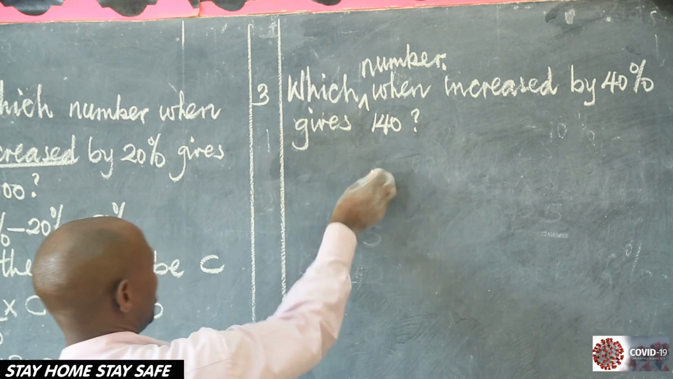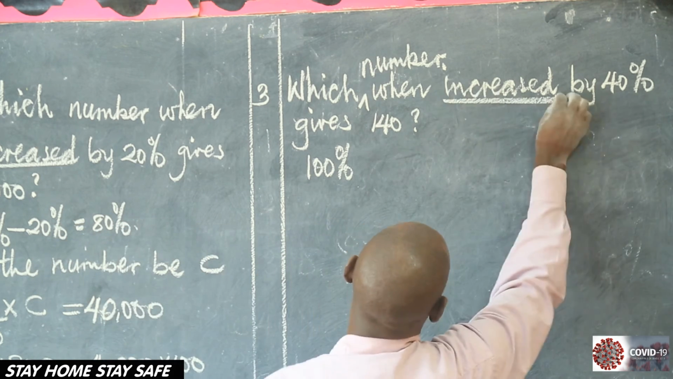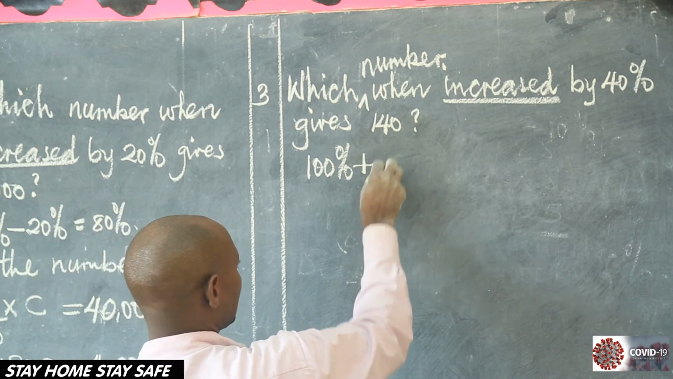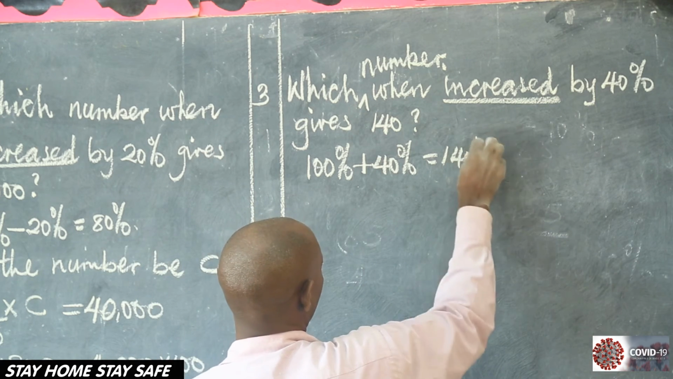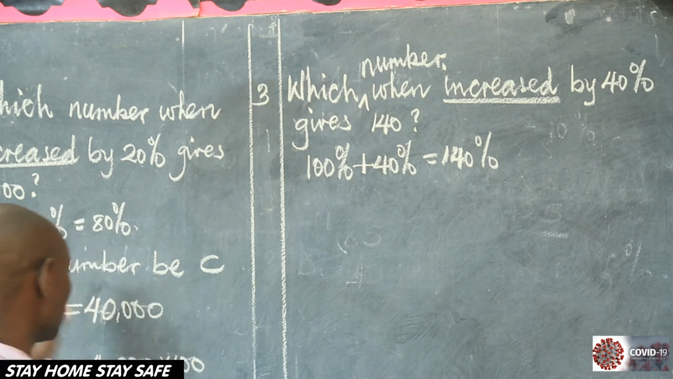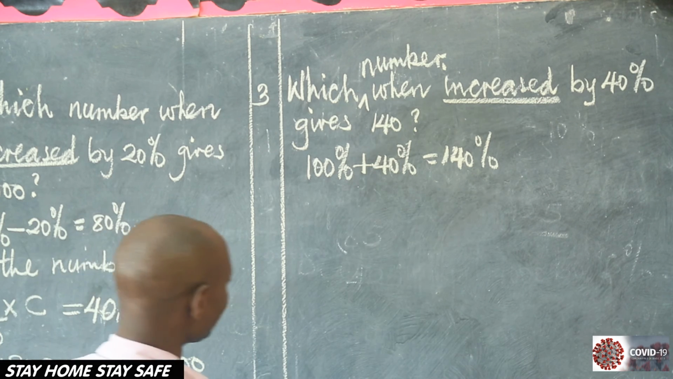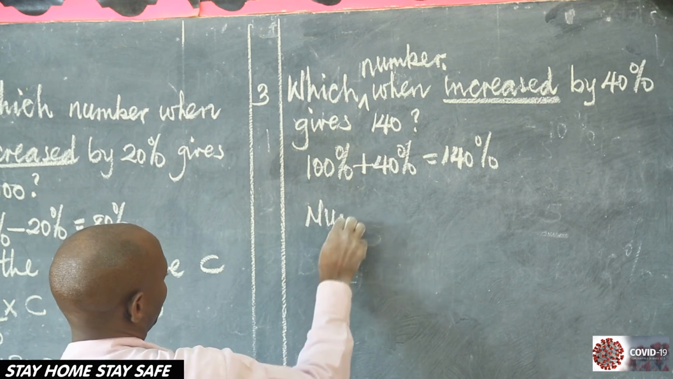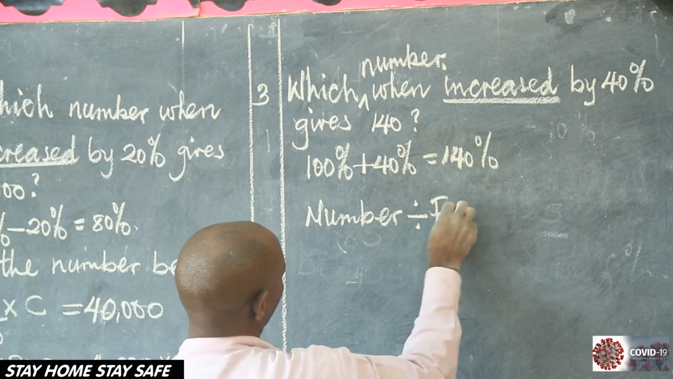So we begin by getting the original percentage, that is 100%. Mark the word increased. So when I talk about increased, you add plus 40%. And this one is going to give you 140%. And I have told you in this example, I'm not going to use this method. I hope those who are interested in this, you have already got this. So in this method which I'm going to give you, you get the number, then you divide it by the fraction.